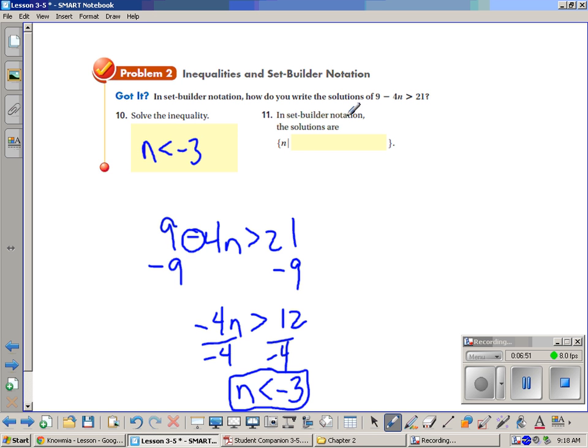In set builder notation, we would write that n is going to be a real number, and that it will be n less than negative 3. So that's the set builder notation for that.